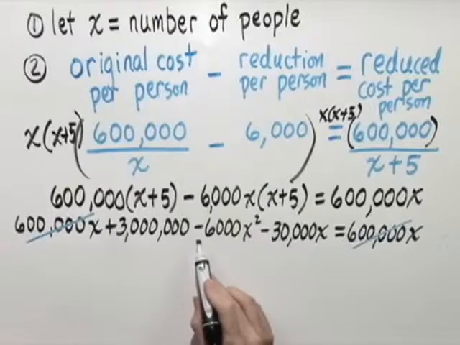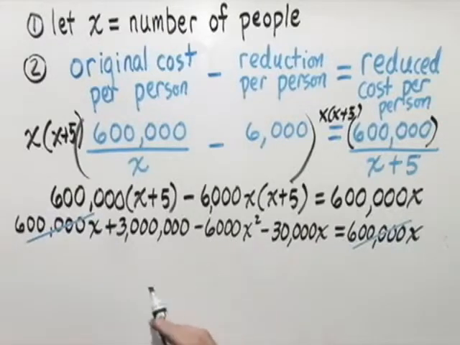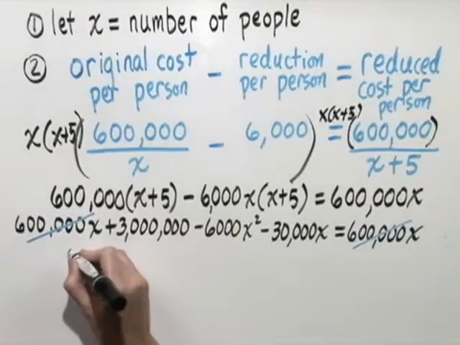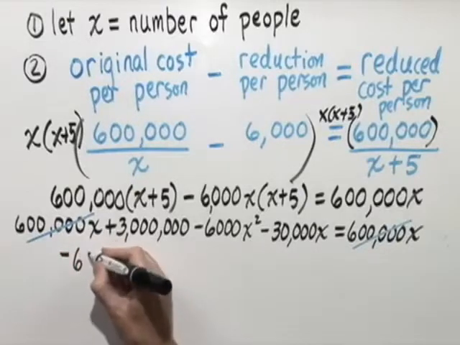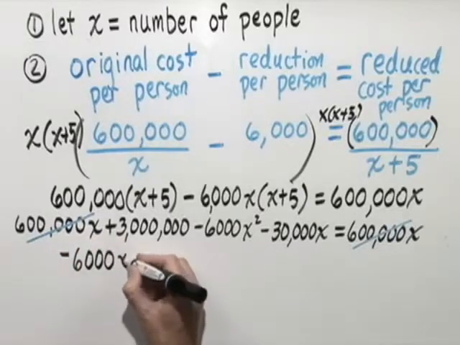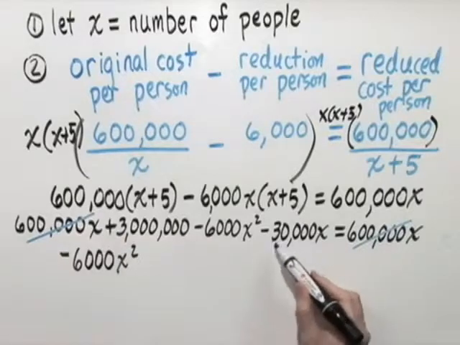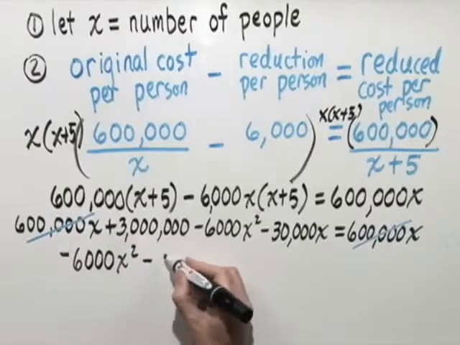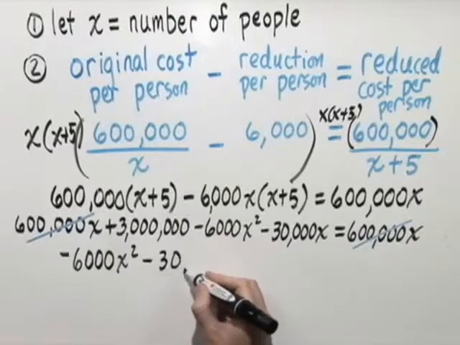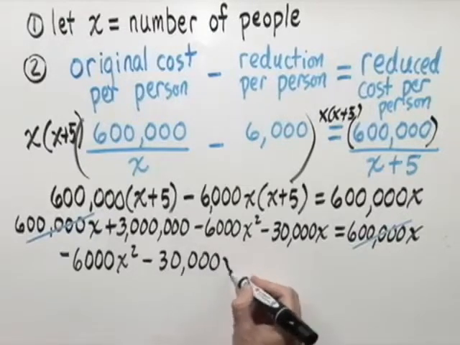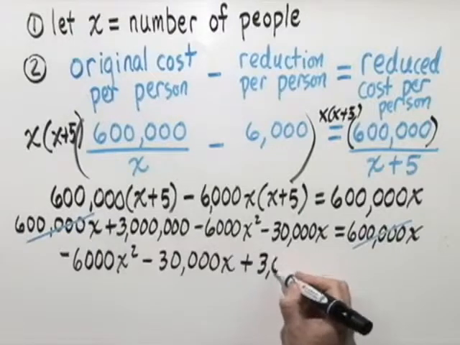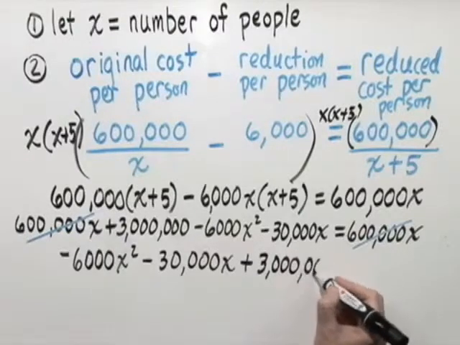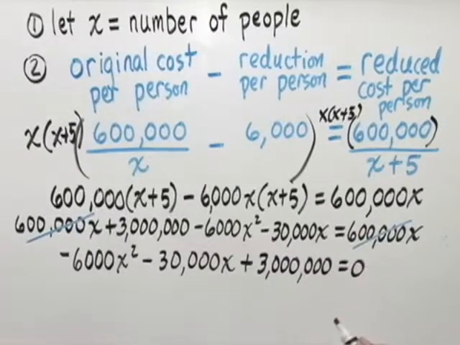So I have negative 6,000 X squared. I'm going to write this in descending order. I have negative 6,000 X squared. Then I have an X term of negative 30,000 X, and then a constant term of plus 3 million, and that's equal to 0.